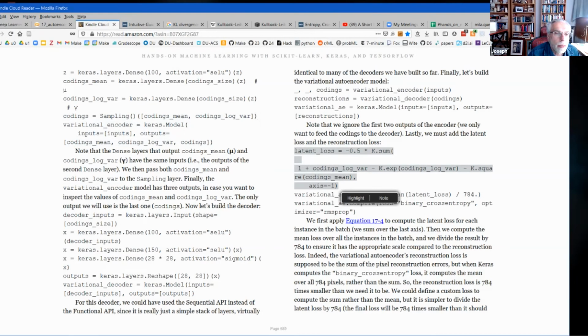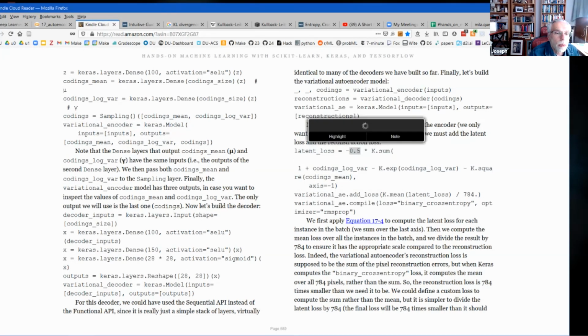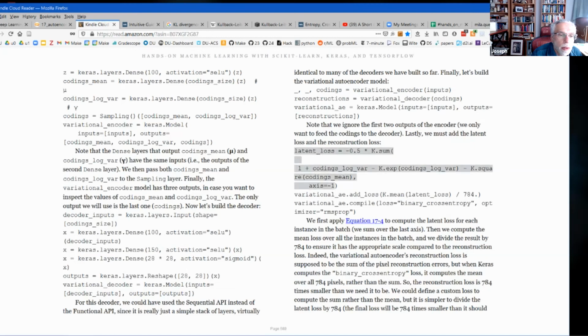And then this is the factor of, let's see, is this the half? Okay, so this goes into the latent loss, but then the latent loss gets multiplied by 0.05, right? Because we've chosen that to be the weight of the loss. Let's see where that comes in. This is just the loss function itself. And this is basically just implementing equation 17.3.